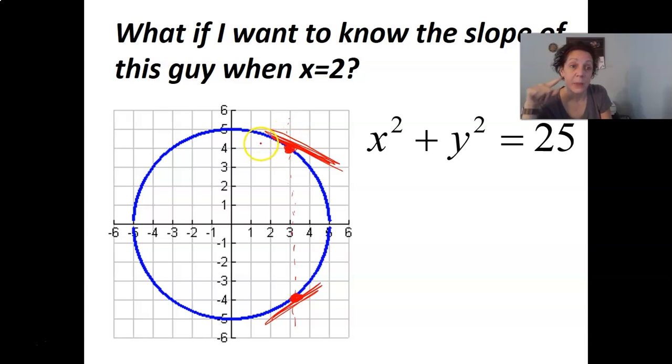So, in other words, the slope of this function doesn't just depend on x. It depends on both x and y. So in order to evaluate the slope, I can't just have an x value. I have to have an x and a y value. And that happens a lot with implicit differentiation. Sorry. Okay.